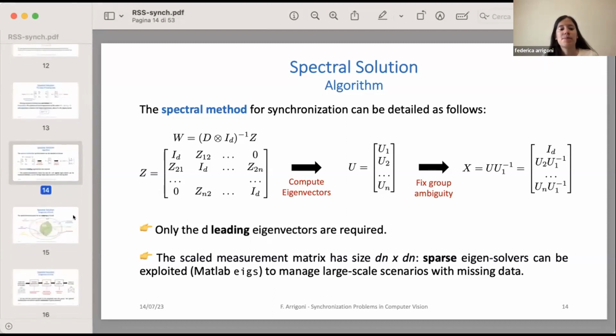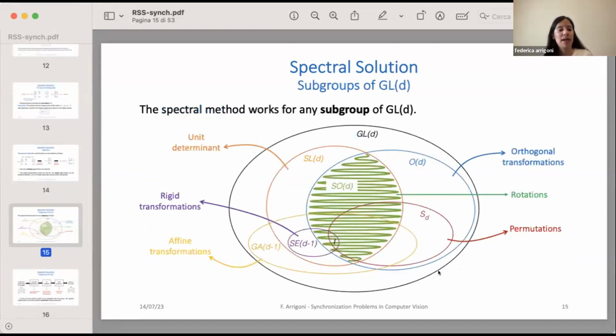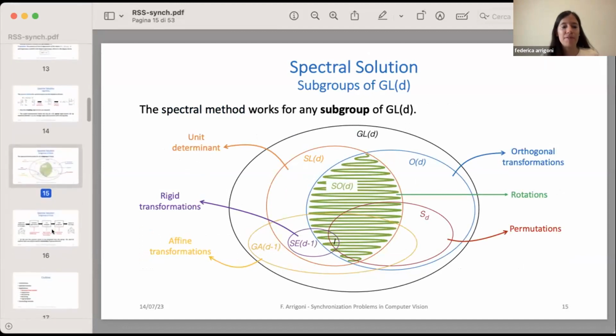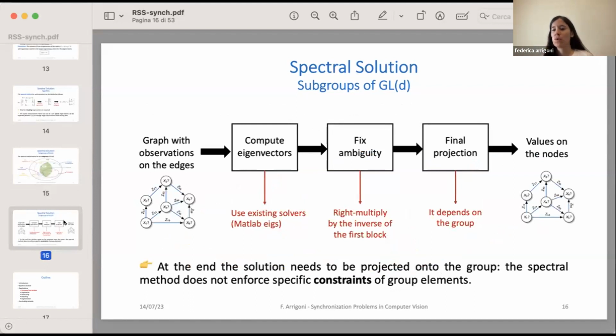This solution has been explained working with general matrices that are invertible, but it can be easily extended to any subgroup of invertible matrices. And here you can find many examples. For example, it can be used for rotations, it can be used for rigid transformations, permutations, and many other examples. And what are the differences between these subgroups? The method is the same, there is only one step that is different.